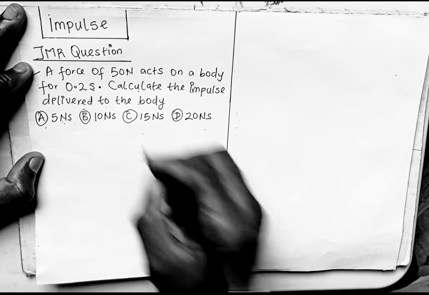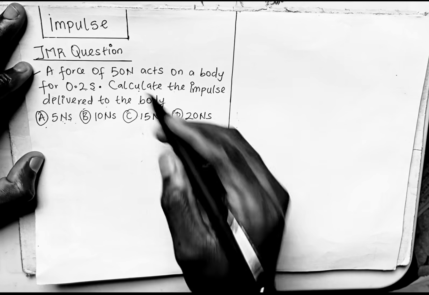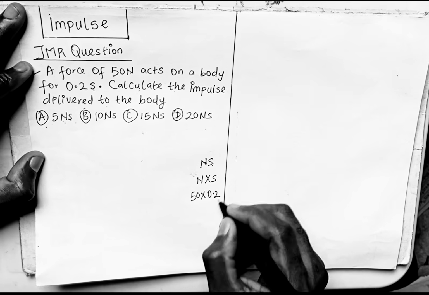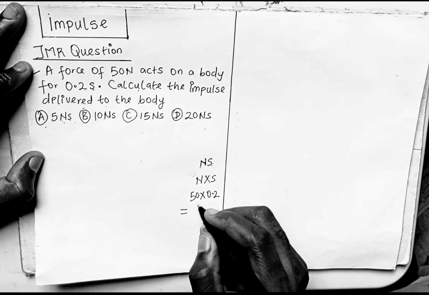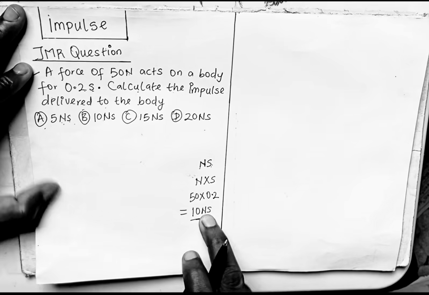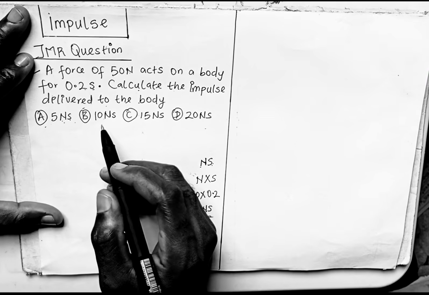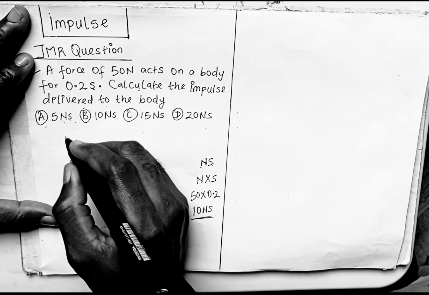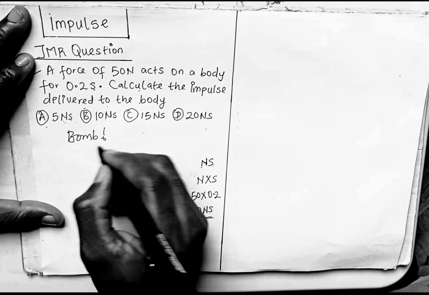So we substitute 50 times S, which is 0.2. What is that going to give us? 50 times 0.2 will give us 10 Newton seconds. So this is supposed to be the answer. But since impulse has a formula, let's use the impulse formula to solve it. Okay, let's go.